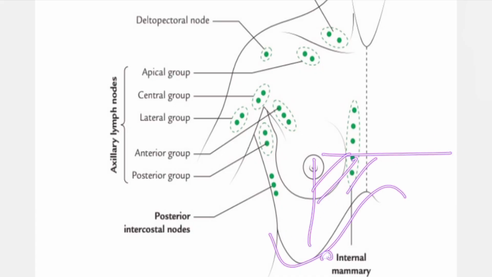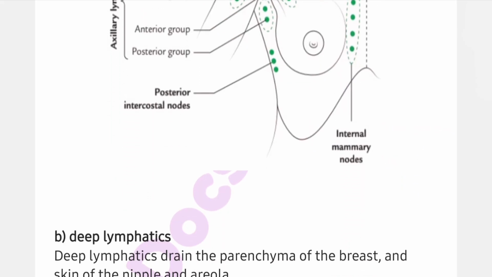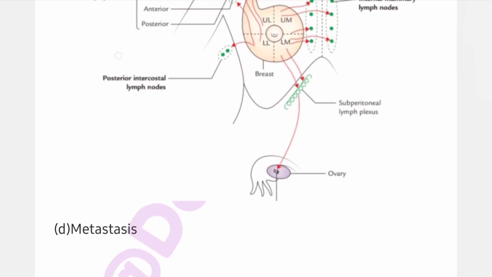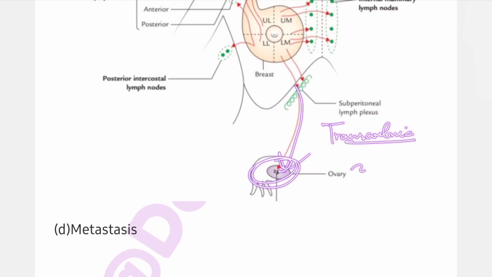Here you have diaphragm. Beneath diaphragm you have subdiaphragmatic plexus. Here you will have abdomen. So you will have subperitoneal plexus. So it will drain into subdiaphragmatic and subperitoneal plexus. From there it will travel to ovary and it will settle there and form a tumor there. So this is metastasis, right? This path of migration is called transcoelomic migration. Okay, it is transcoelomic migration. And this tumor that has formed in ovary is called Krukenberg's tumor. Okay, Krukenberg's tumor.